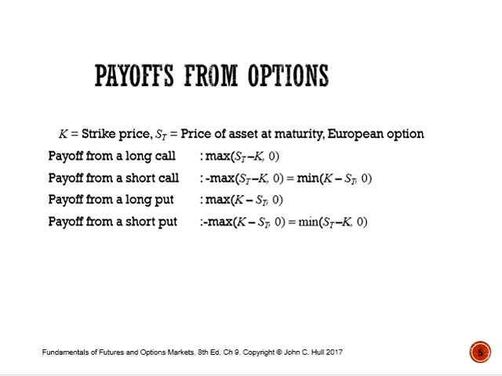The payoff to the holder of a short position in the European call option is -max(ST - K, 0), which equals min(K - ST, 0). The payoff to the holder of a long position in a European put option is max(K - ST, 0), and the payoff from a short position in a European put option is -max(K - ST, 0), which equals min(ST - K, 0). The calculations of the payoffs from option positions will be shown in the following examples.